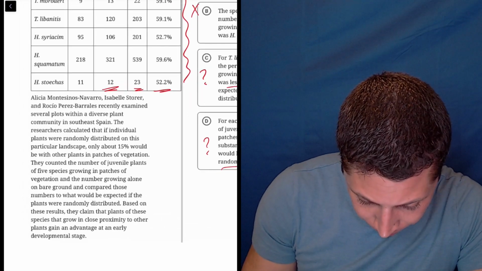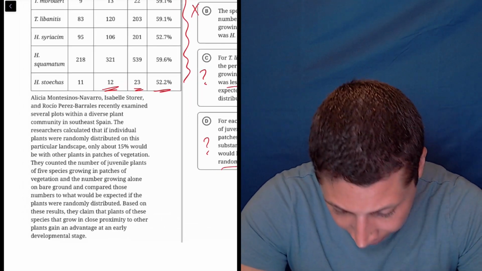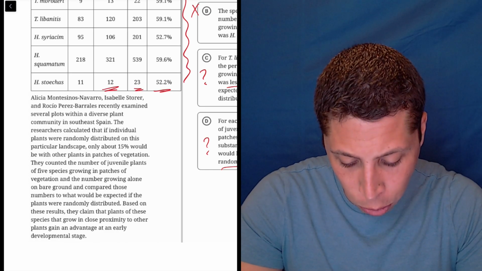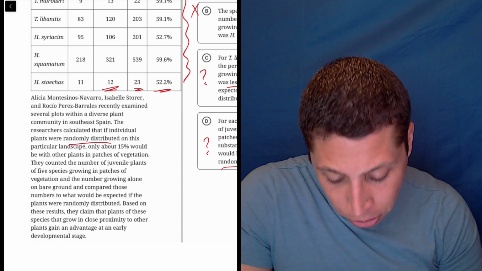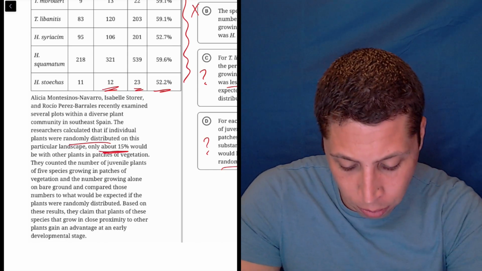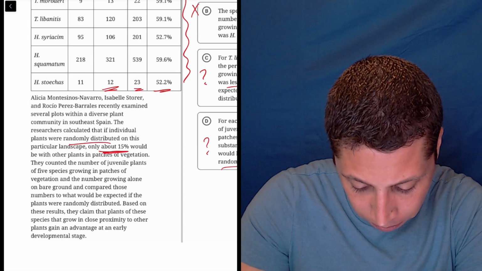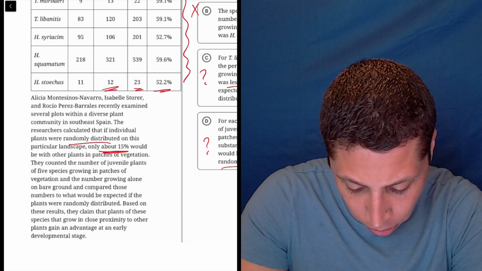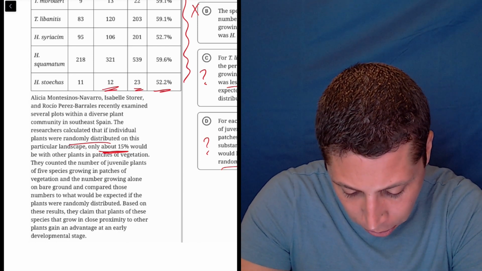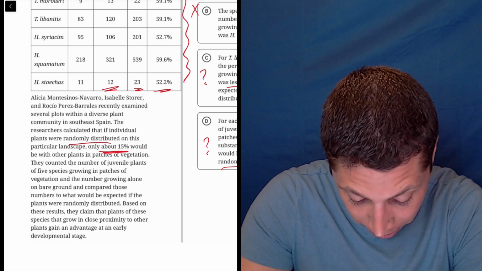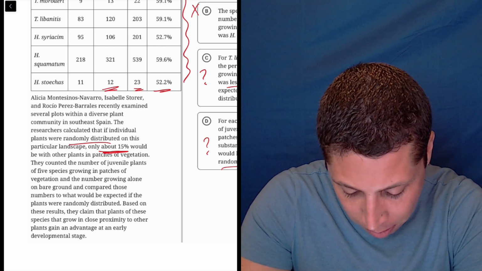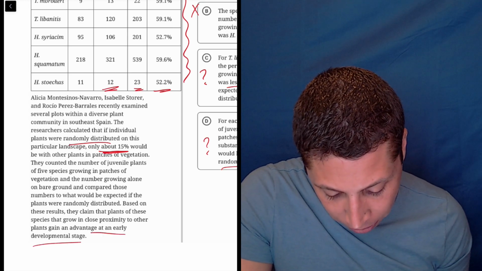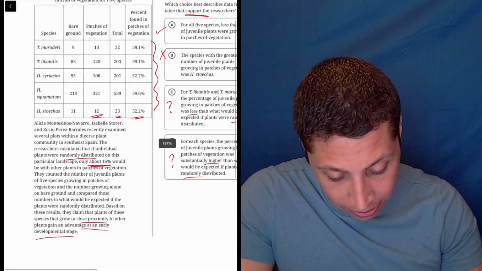All right, researchers' claim. These people recently examined several plots within a diverse plant community in southeast Spain. The researchers calculated that if individual plants were randomly distributed on this particular landscape, only about 15% would be with other plants in patches of vegetation. They counted the number of juvenile plants of 5 species growing in patches of vegetation and the number growing alone on bare ground, and compared those numbers to what would be expected if the plants were randomly distributed. Based on these results, they claim that plants of these species that grow in close proximity to other plants gain an advantage at an early developmental stage. So if they're in close proximity, they gain an advantage.